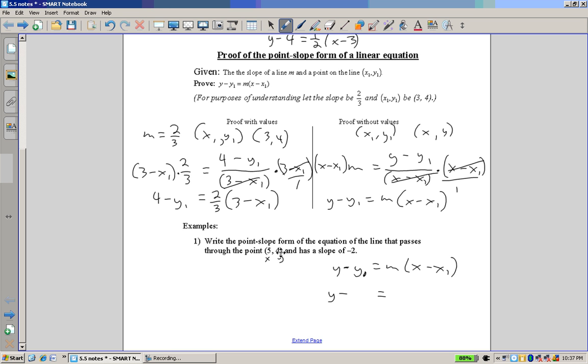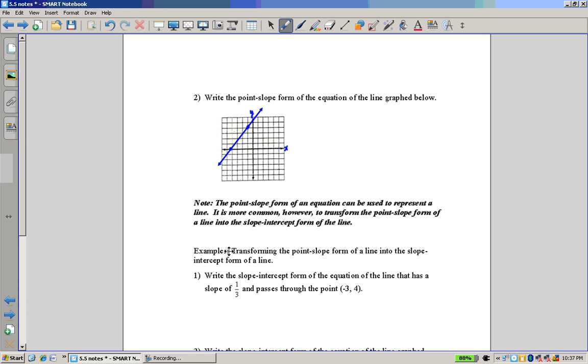Y minus y sub 1, which is 4, equals m, which is negative 2, onto x minus x sub 1, which is 5. And believe it or not, this is done. That's all we're looking for here. Let's look at number 2. Again, you may want to try to pause the video and see if you can do this on your own.